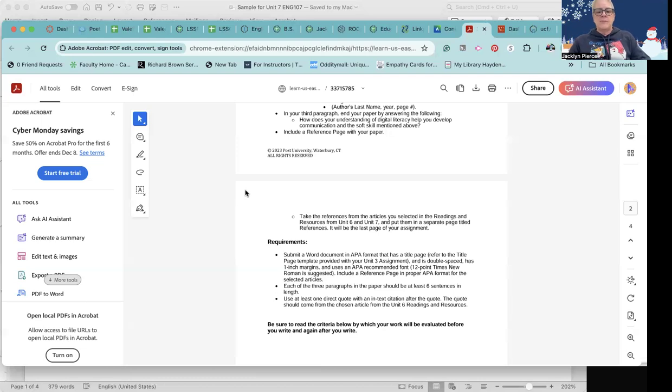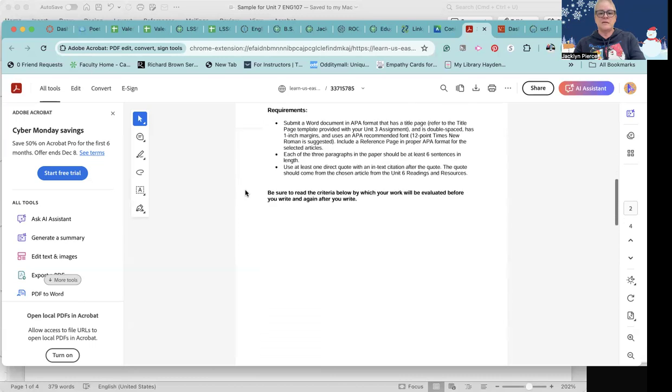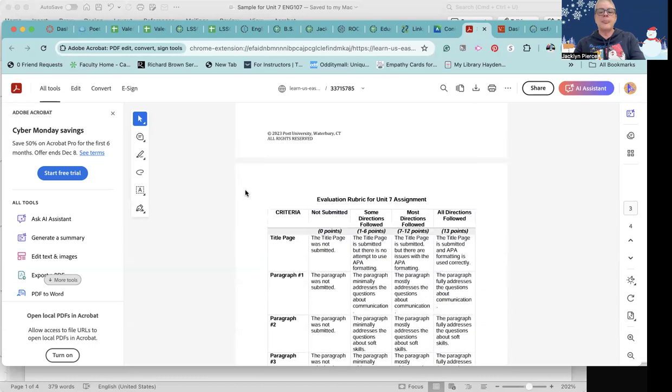Each of the 3 paragraphs in the paper should be at least 6 sentences in length. And remember, in the first paragraph, you need a paraphrased piece of information from an article from Unit 7. And in the second paragraph, you need a direct quotation with the in-text citation as well. And that should come from your article that you've chosen from Unit 6. So those are from last week's articles.